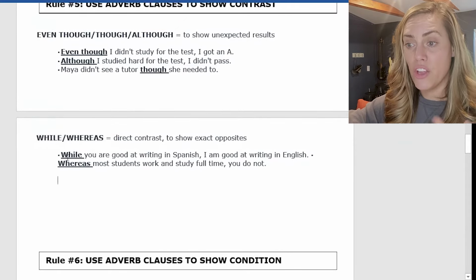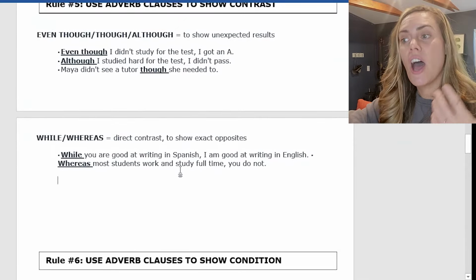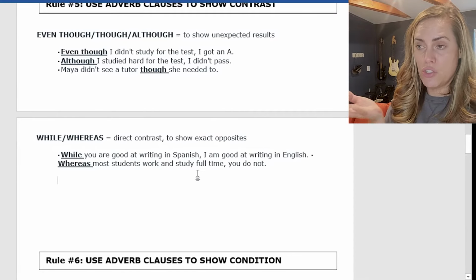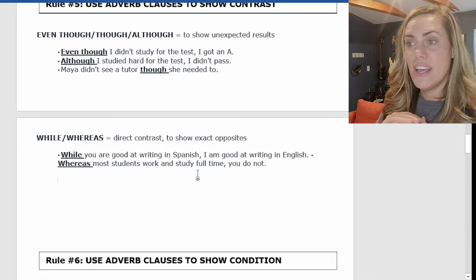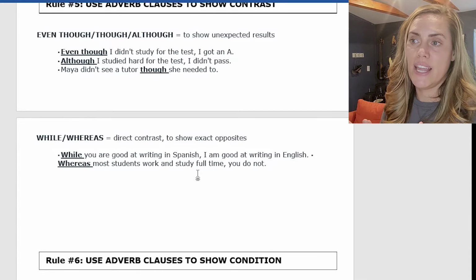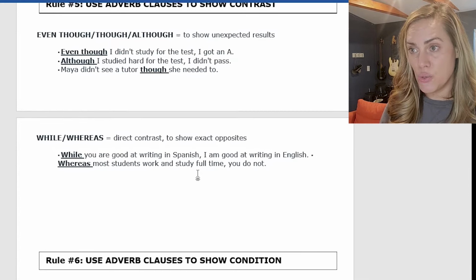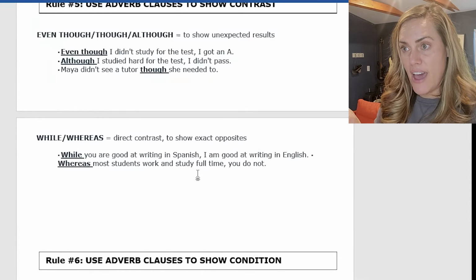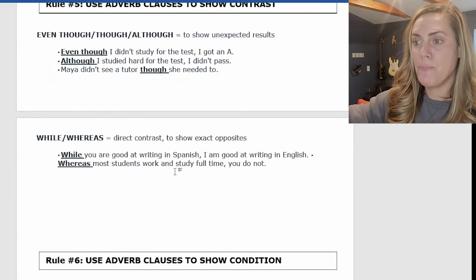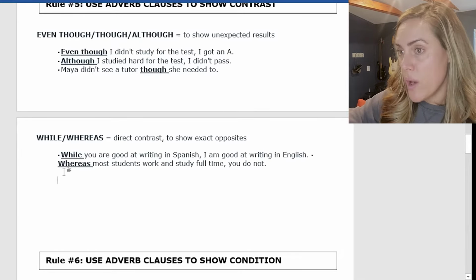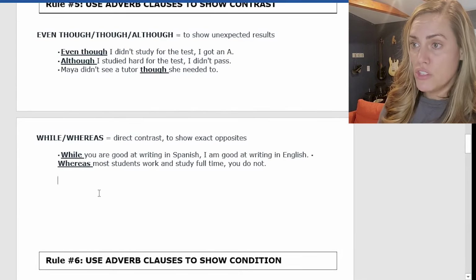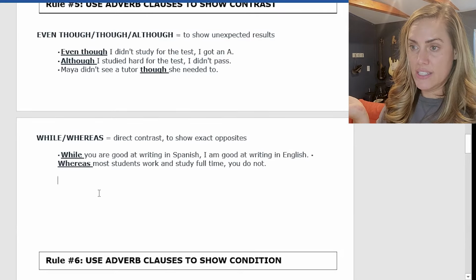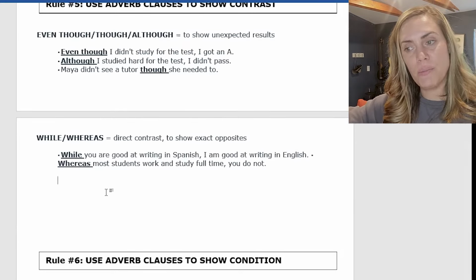So while you are good at writing in Spanish, I'm good at writing in English. It's a contrast. It shows contrast. It's not showing that two things are happening at the same time. In this use of while, it shows you're good at this, but I'm good at that. It shows a contrast, okay? Or you could say whereas. Whereas most students work and study full time, you do not. That's a contrast, okay? And an adverb clause.